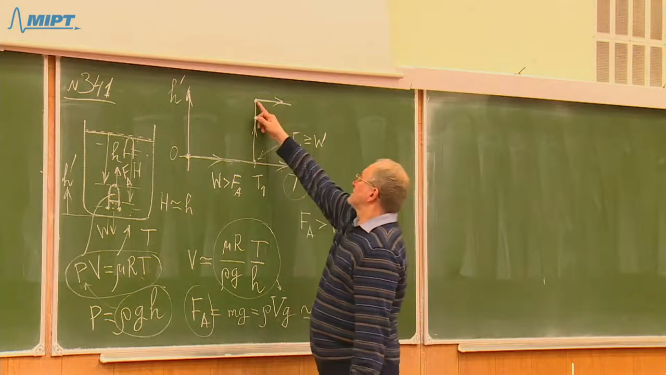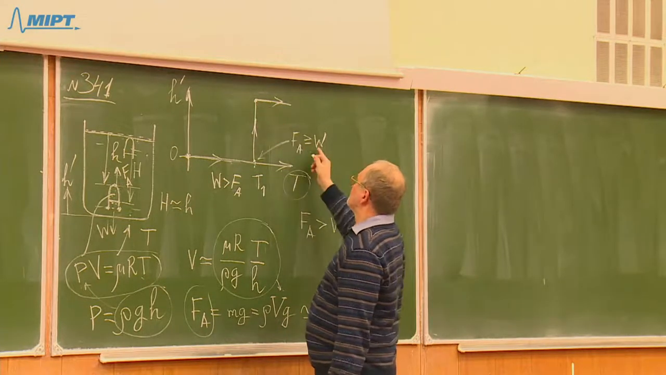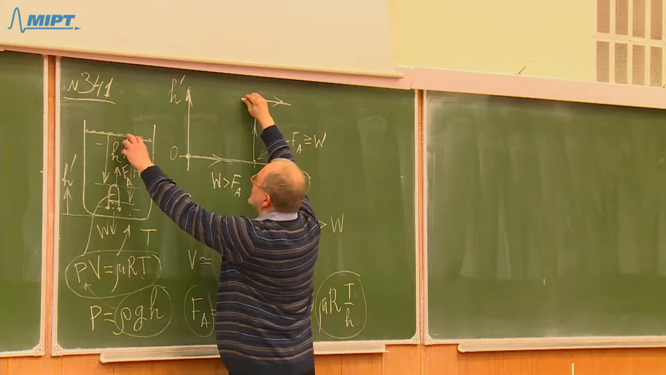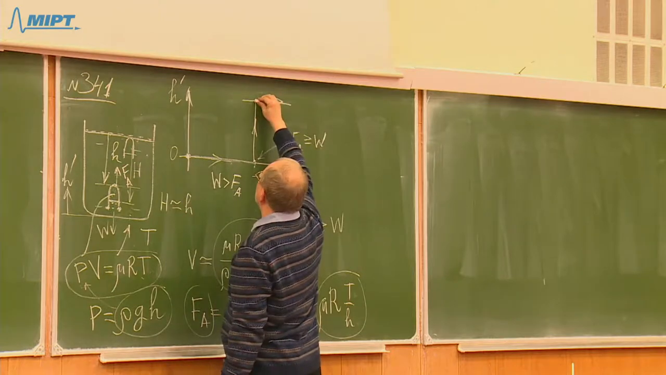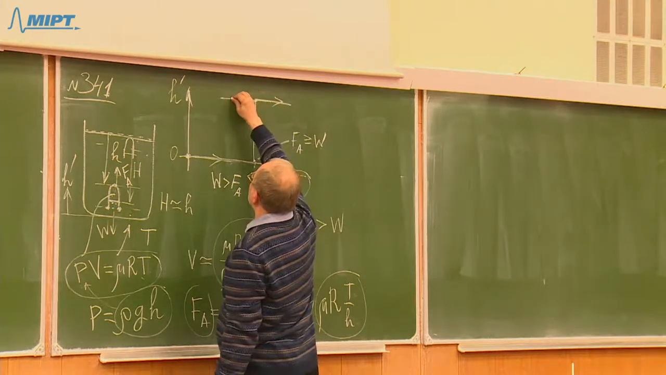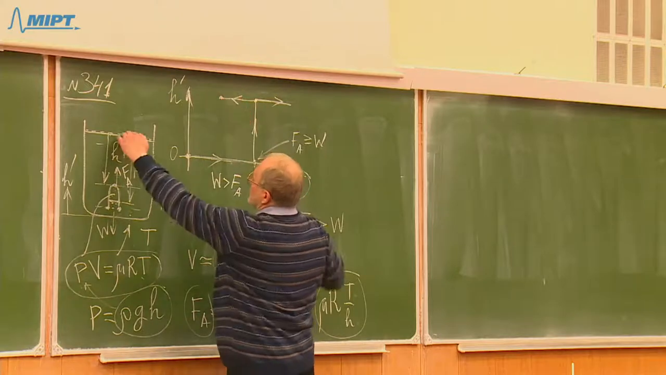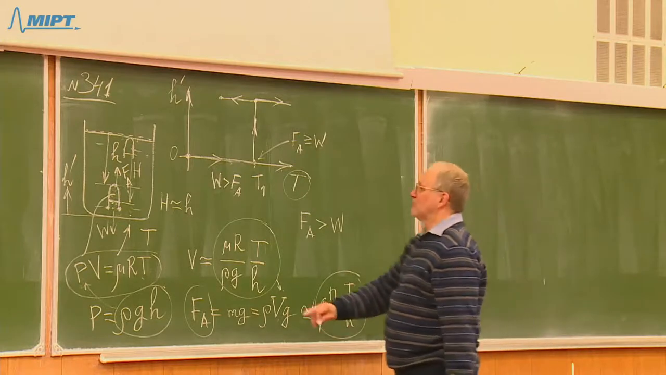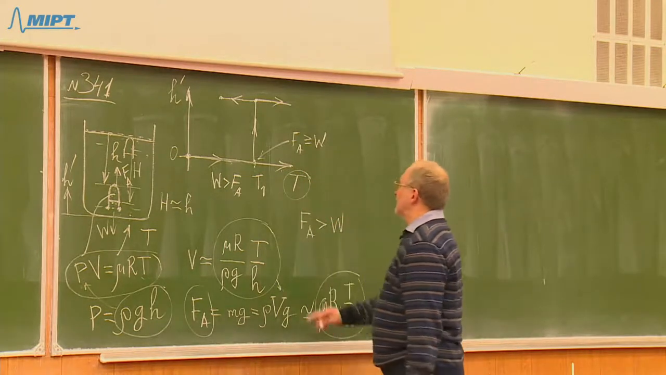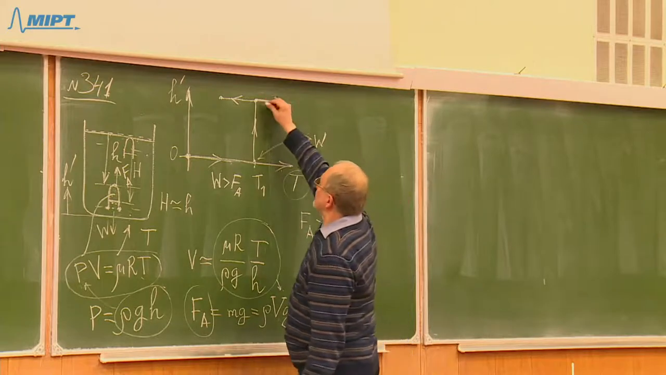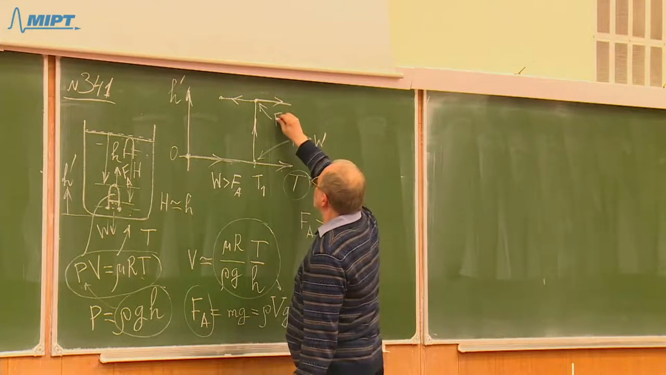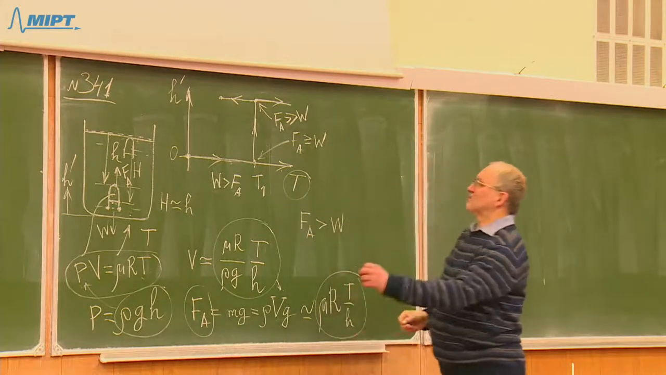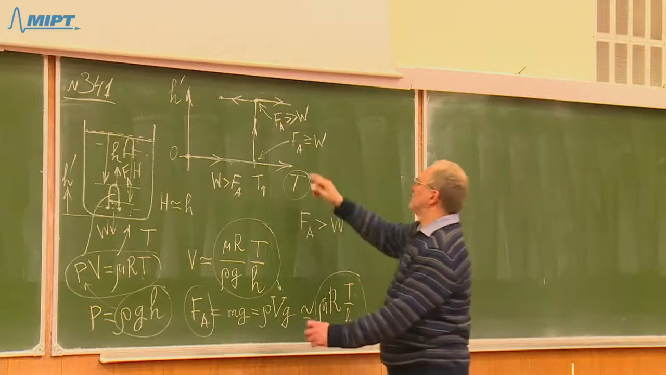So at this point, the Archimedes force will be larger than the weight. And the tube will not go down. It will remain stuck to the screen on the surface of the water. And we cool down water, and the tube will remain here. Due to all the formulas written on the blackboard, the tube will remain here because the Archimedes force at this point is not merely larger than the weight, it's much larger than the weight, considerably larger than the weight of the tube.